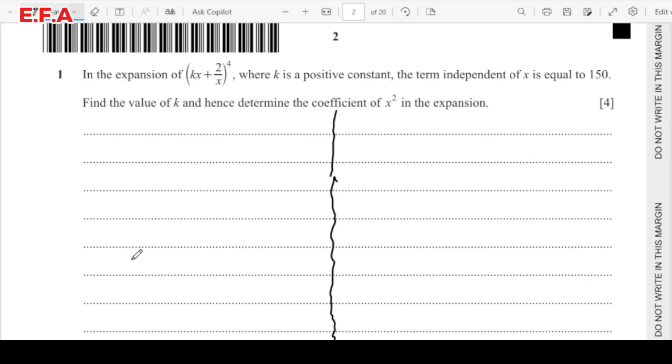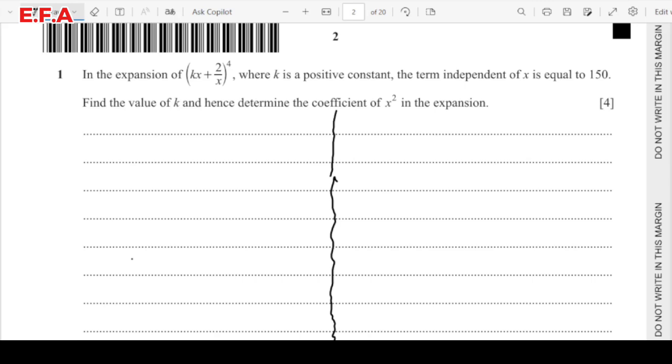To do this quickly, we want to find the value of k, and we are also asked to find the coefficient of x squared in the expansion. Take note of something: we're told that the term independent of x is equal to 150. Because k lies in the equation, and we are told that k is a positive constant, let's first determine the term that is independent of x.